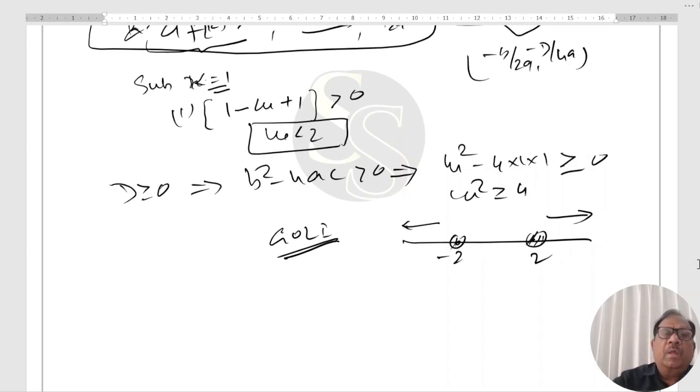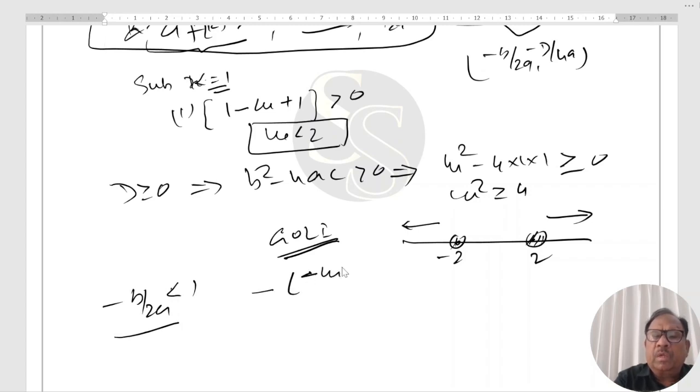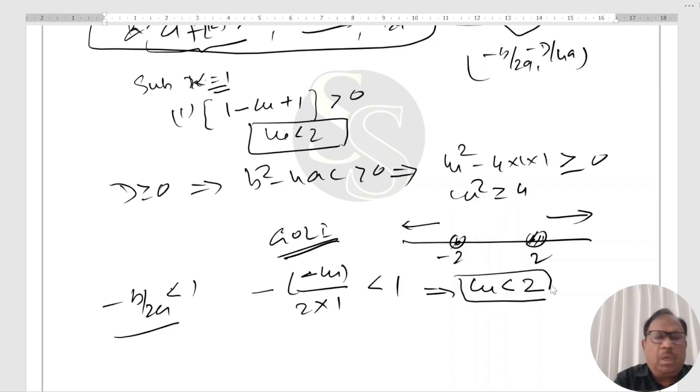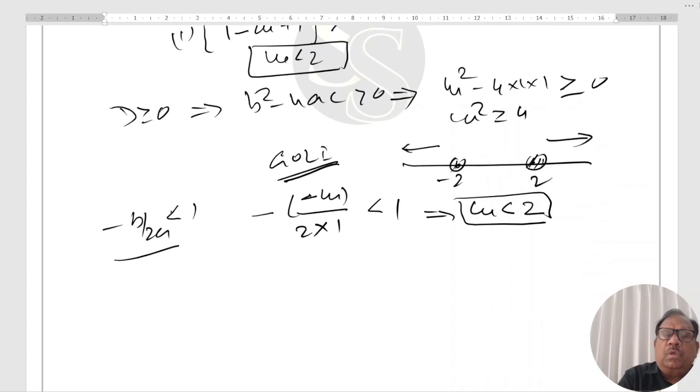Next is minus b upon 2a less than 1. Here minus b is minus m, so minus m upon 2 into 1 should be less than 1. Wait, minus b upon 2a is m upon 2, which should be less than 1, meaning m should be less than 2. Now the conclusion.